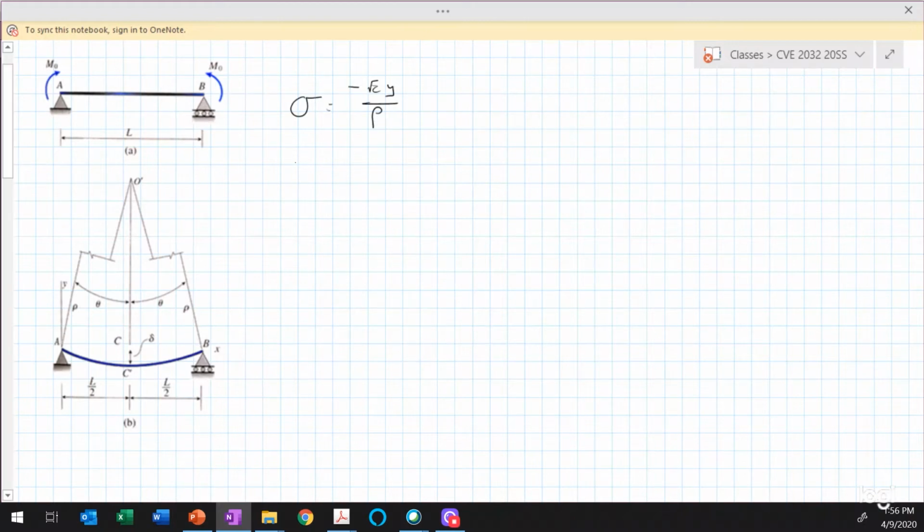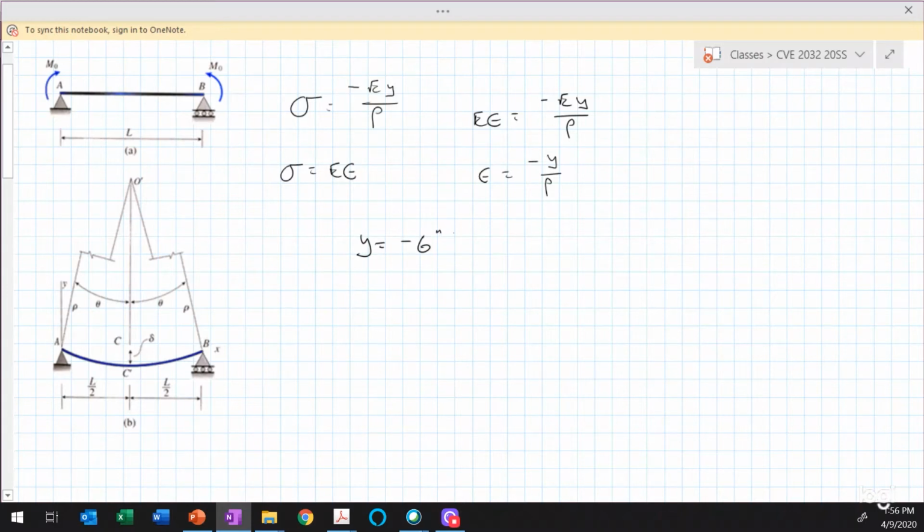We also know that we have Hooke's law, and sigma is equal to E times epsilon. So I can do some substitution here. E times epsilon is equal to minus E times y divided by rho, or you end up with the equation epsilon is equal to minus y divided by rho. Into this equation, we can substitute the value of epsilon is equal to 0.00125 inches per inch. And we can also substitute in the value of y.